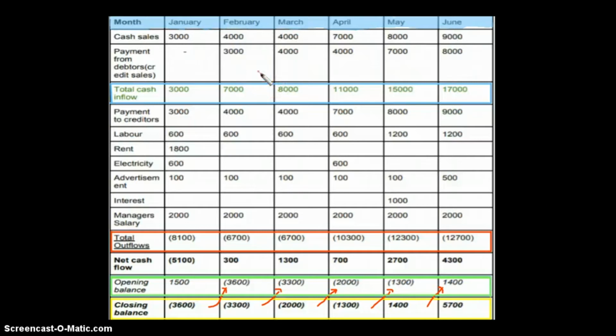So we got the information. Then the credit sales part was there. Okay, so for sales, 50% was cash sales and 50% credit sales, which are received in the next month. Okay, so I hope you got the inflow part clear.